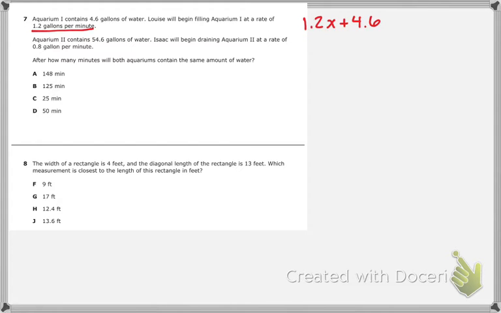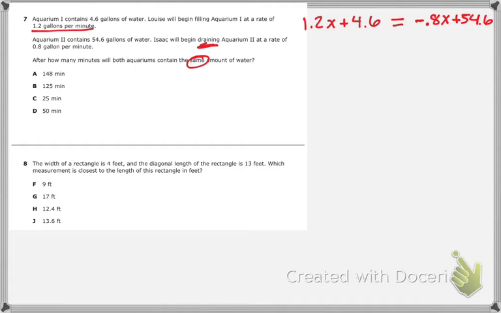Okay. Next door, we have aquarium 2 contains 54.6 gallons of water. Isaac will begin draining. Draining is an important word here, at a rate of 0.8 gallons per minute. Because we're draining, our rate is going down 0.8x, and we're starting at 54.6. After how many minutes will both aquariums contain the same amount of water? So here we are setting them equal to each other.